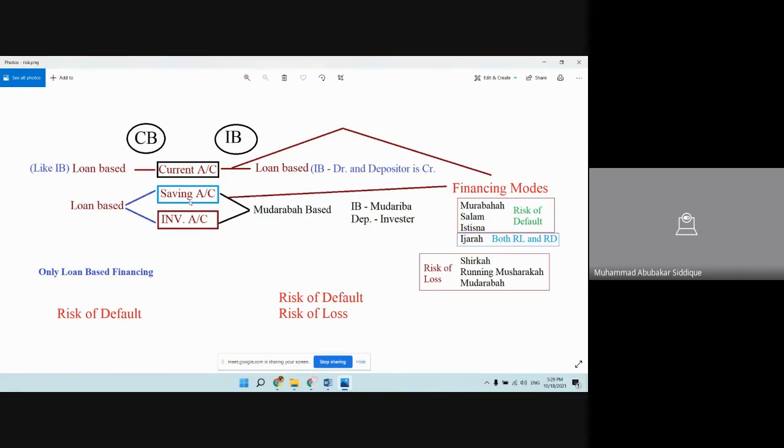Next, the saving account and investment accounts. What is the difference between a saving account and an investment account? This is just short term and long term. In a saving account, you can withdraw your money through ATM services, through a checkbook. But in an investment account, you cannot withdraw your money, because here you put your money for the long term, like 3 years. That is the reason the profit rate is high compared to saving accounts.